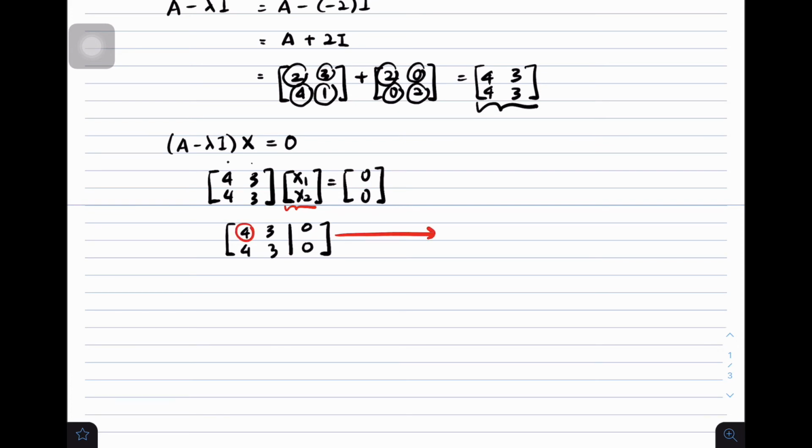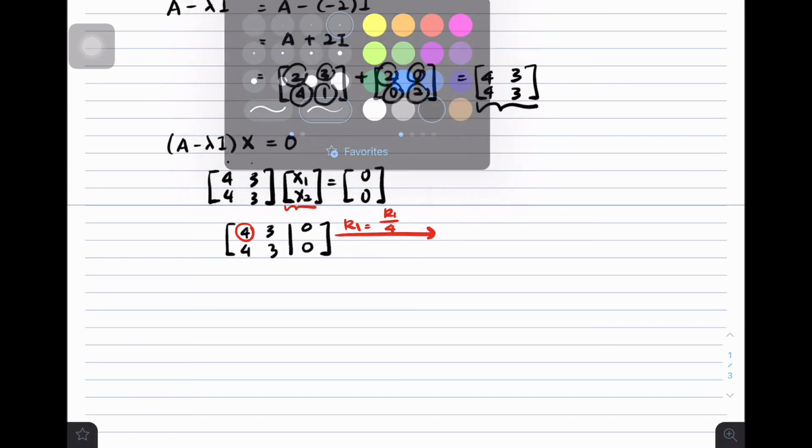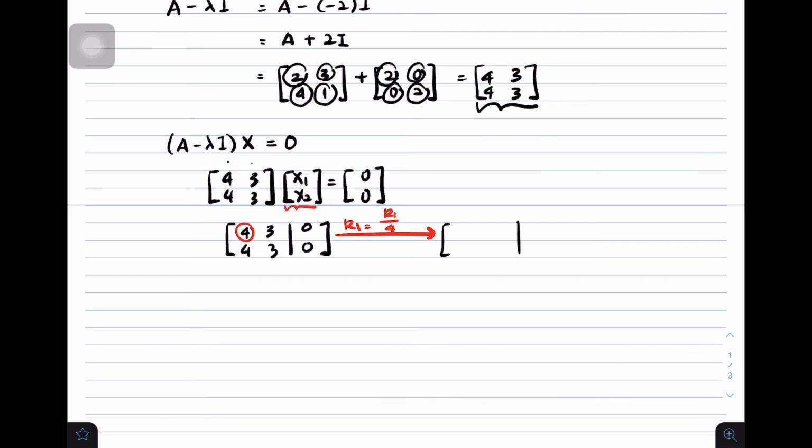We will divide R1 with 4. So what you will have is the same row number 2. So you just copy row number 2 again, it is the same. Row number 1 we divide everything by 4. So what you will have here is 1, 3/4, 0.